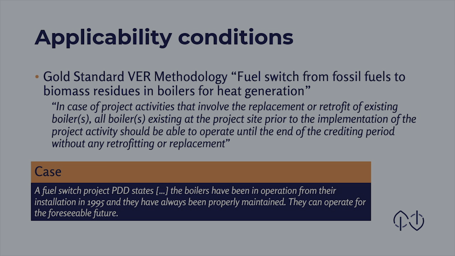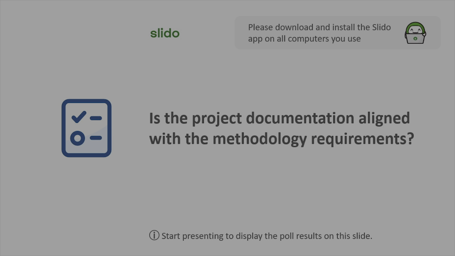Or once. So in this case, this project developer says in the documents that all the boilers have been in operation since 1995. They have always been properly maintained and they can operate for the foreseeable future. We need to help him answer one question. So when you see this in the PDD, what would you say? Are you happy with that? All my boilers are good to go. Well maintained.